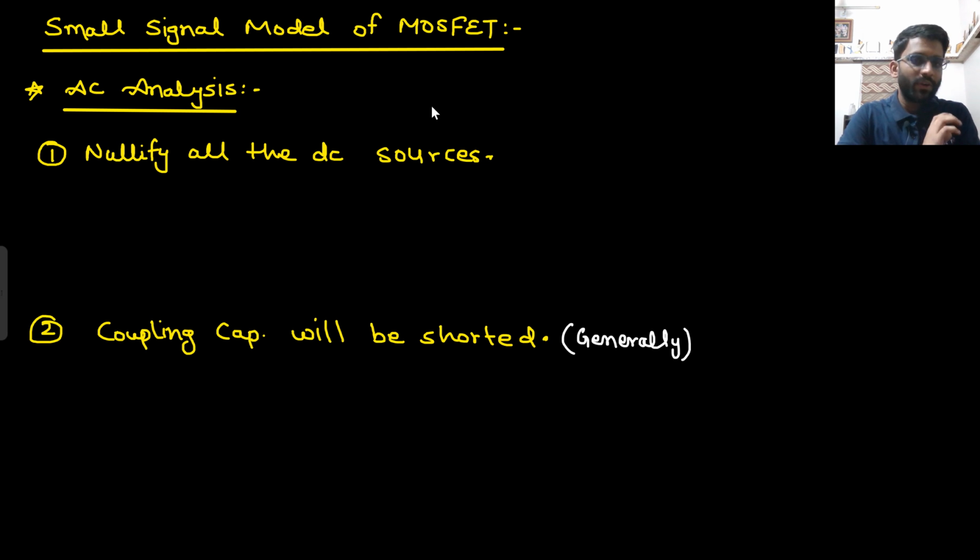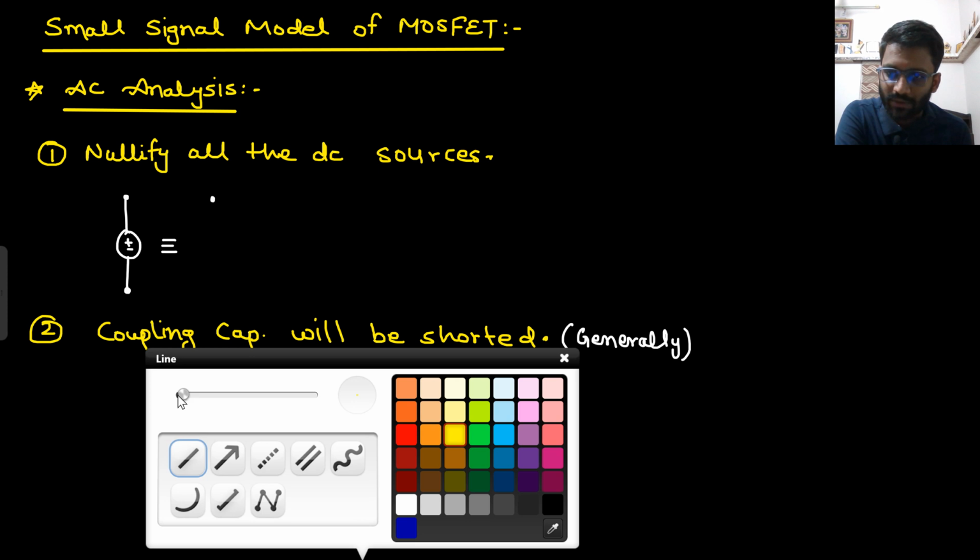So now we are going to study the small signal model, but before that I will tell you what we need to do. When you are doing the AC analysis, you will nullify all the DC sources. What do you mean by nullifying? If you have studied network analysis, nullifying means your voltage source will be replaced with a short circuit. So the voltage source is shorted.